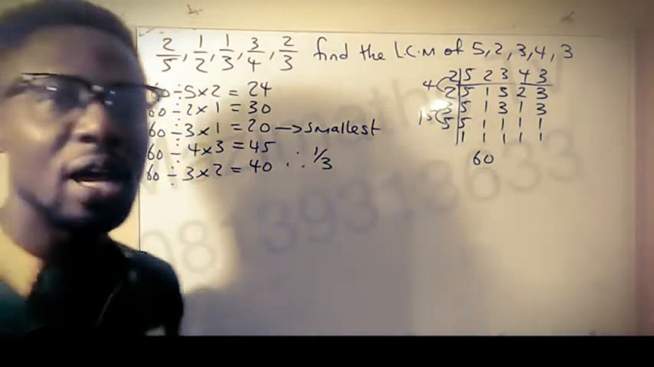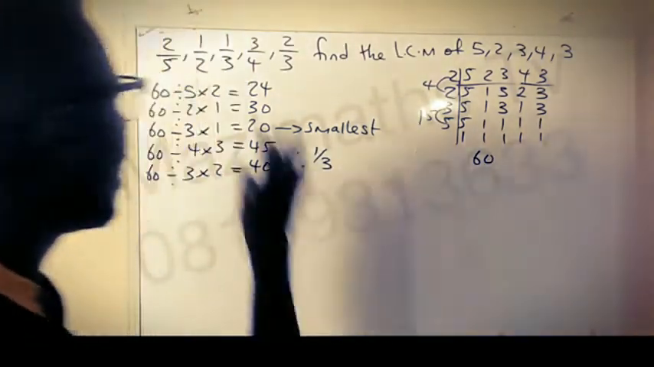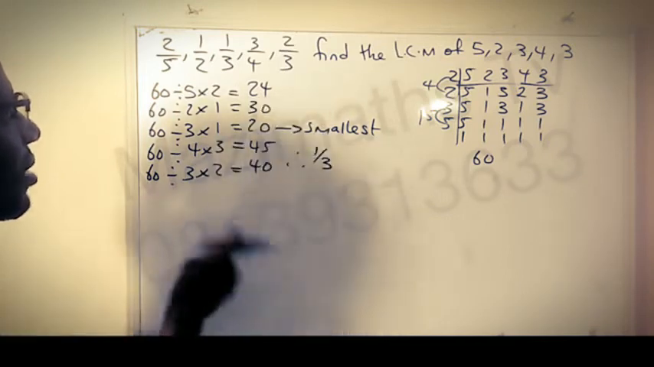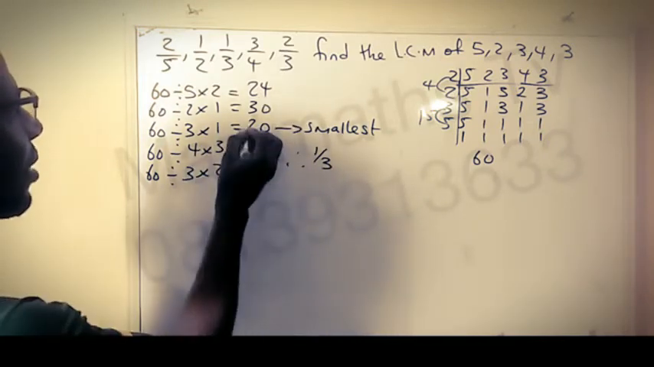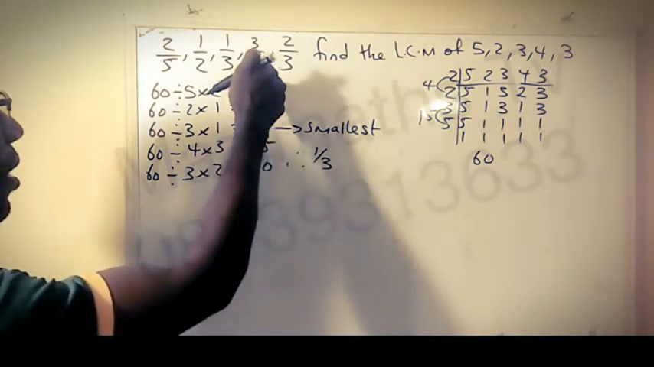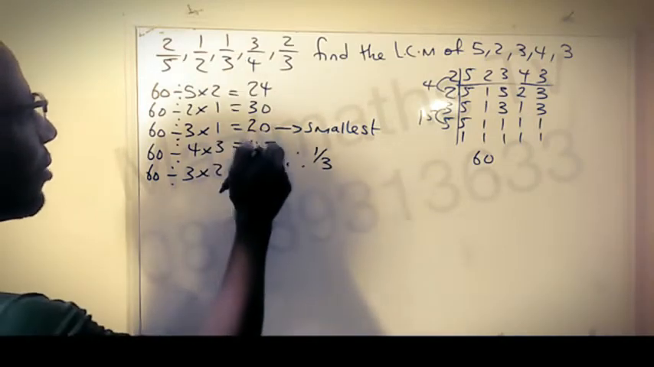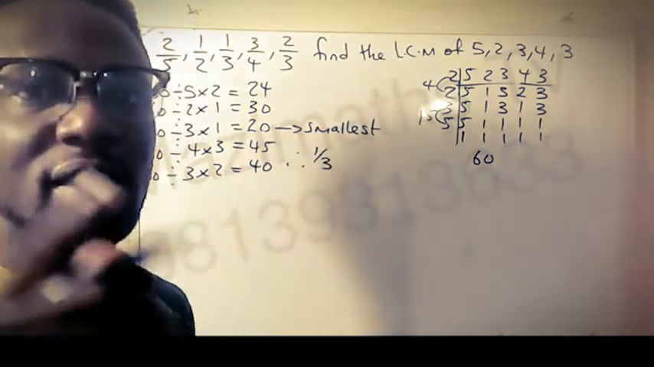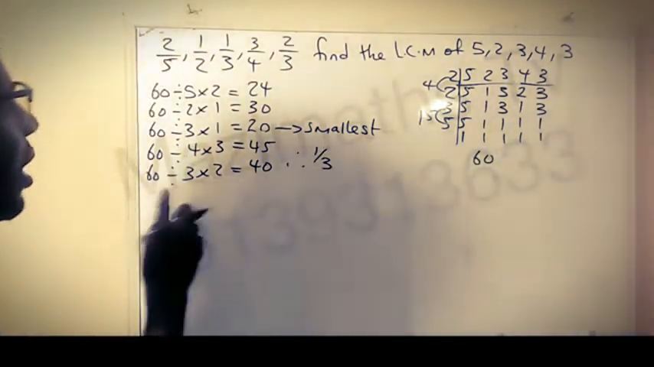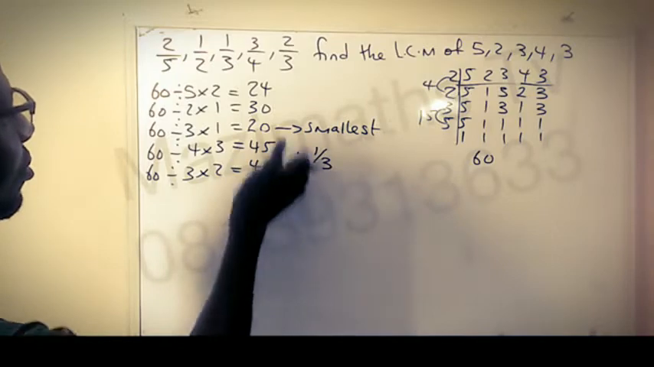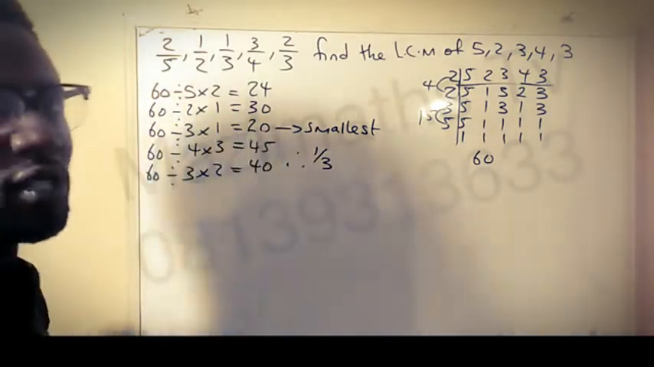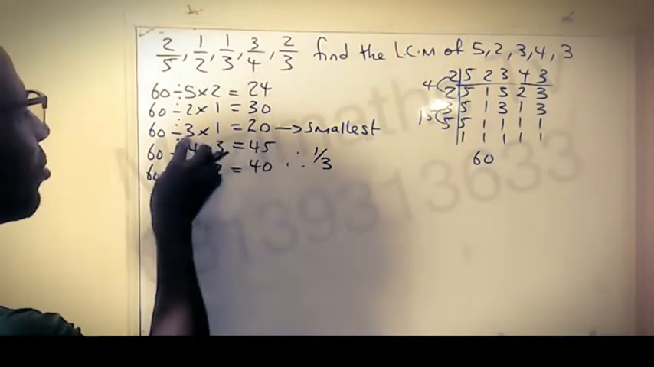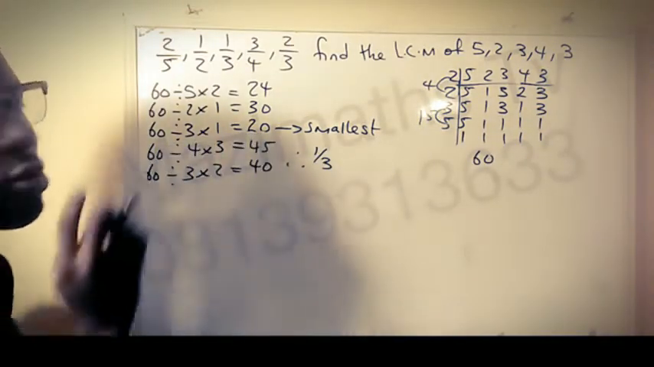Okay, if we are asked to arrange in ascending order, after you have done all this, all you need to do is just start from the smallest to the biggest. That is, after 20 we follow by 24, and then 30, and then 40, and then 45. That's in ascending order. If it is descending order, you arrange from the biggest to the smallest. That will be, this one will come first, second, third, fourth, and then fifth. But since we are only asked to find the smallest of the fractions, our answer here is 1 over 3, because 1 over 3 gives the value of 20.